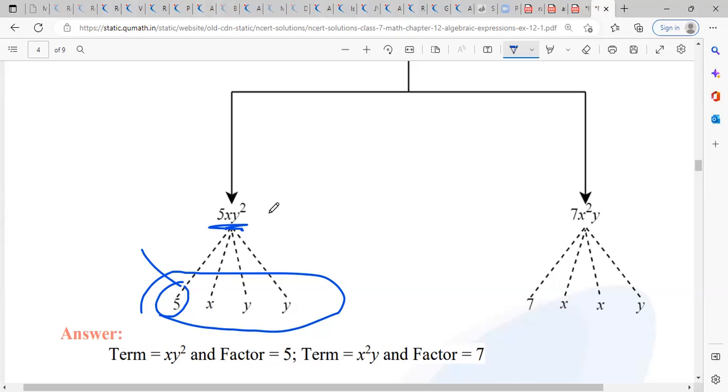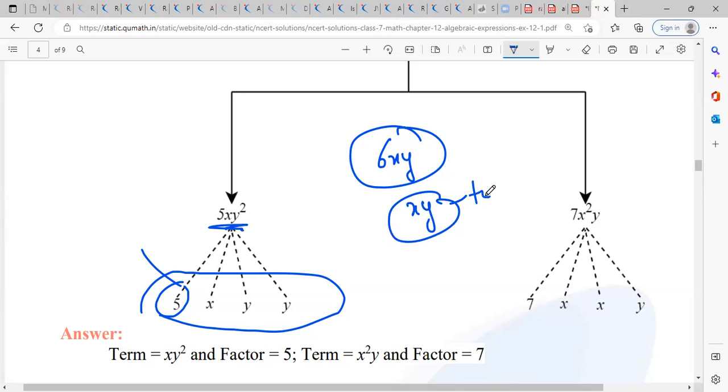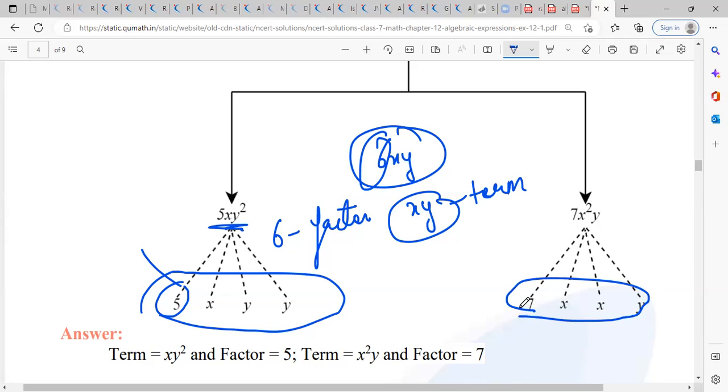Clear? For example, don't get confused. First of all, you have to draw the tree diagram like this. For example, I gave you this. If I ask you, Samira, tell me what is your factor and what is your term, you will say x, y. Then A, B, C, D are your terms. And the number, which is 6, will be your factor. Over here, what is your term and what is your factor? Ma'am, term is x to y and factor is 7.